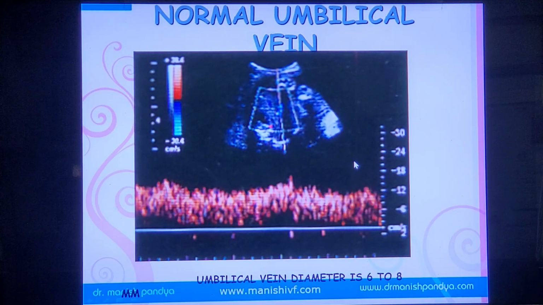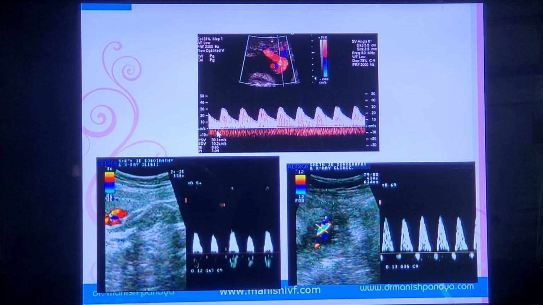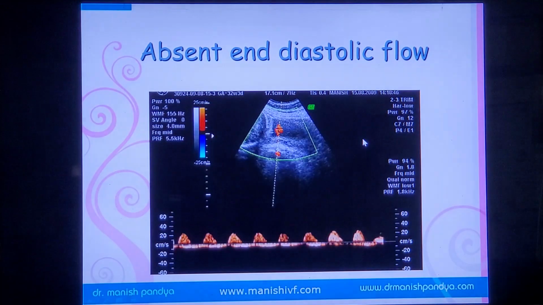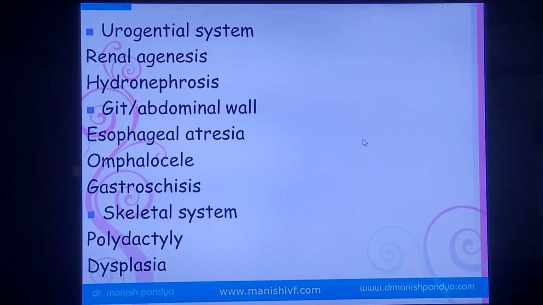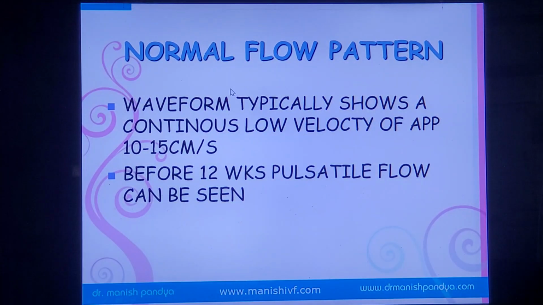Then comes the normal umbilical vein. You don't have to go for sampling the umbilical vein. The umbilical vein always comes as a bonus in sampling the umbilical artery. So here, if you see in the previous pictures, you had not noticed, but everywhere the umbilical vein is there along with the umbilical artery. Okay? So the umbilical vein is always present. Usually vein diameter is from 6 to 8 millimeter. The waveform typically shows a continuous low velocity of 10 to 15 centimeter per second.